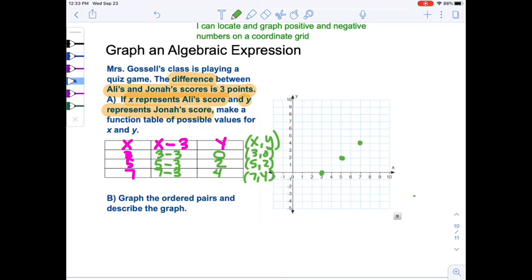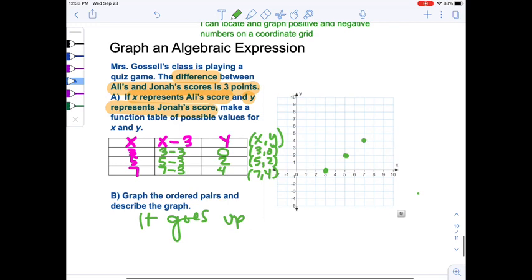Now it says describe the graph. Well, this graph is going up diagonally. So that's all I have to write. It goes up diagonally.